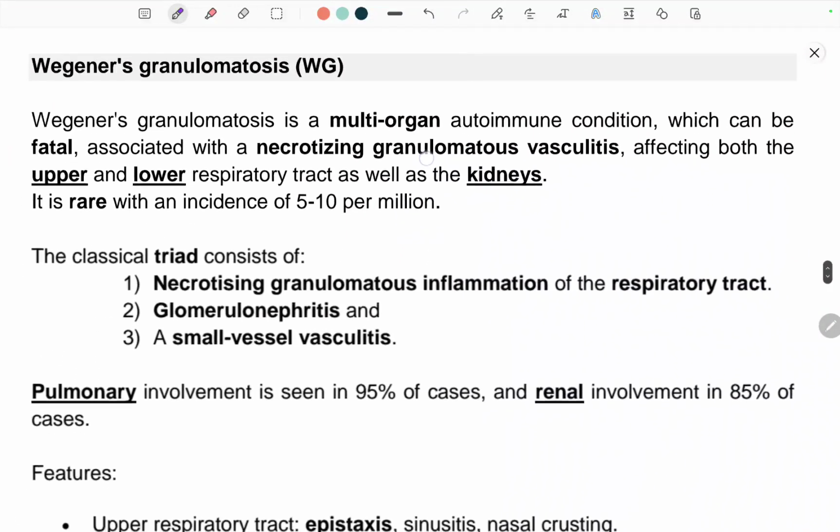Now coming to Wegener's granulomatosis, a multi-organ autoimmune condition which can be fatal, associated with necrotizing granulomatous vasculitis affecting both upper and lower tract as well as kidneys, like Goodpasture only. It is rare, with an incidence of 5 to 10 per million. The classical triad is necrotizing granulomatous inflammation of the respiratory tract, glomerulonephritis, and small vessel vasculitis. Pulmonary involvement is seen in 90% of cases and renal involvement in 85% of cases.